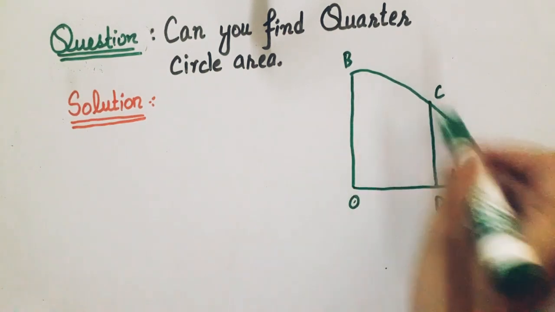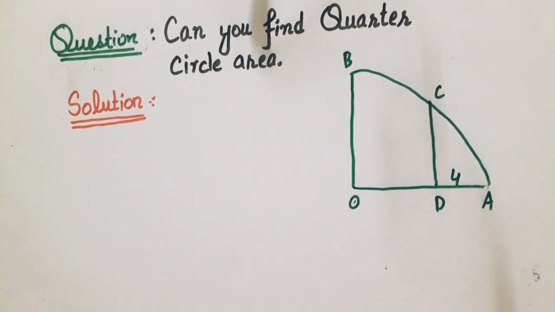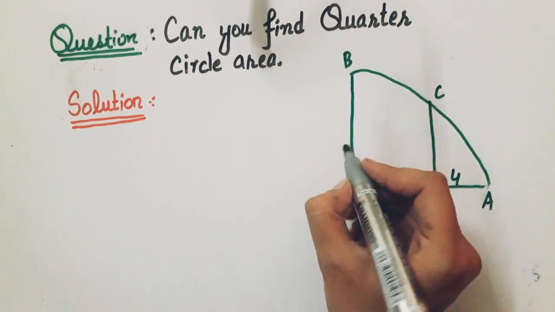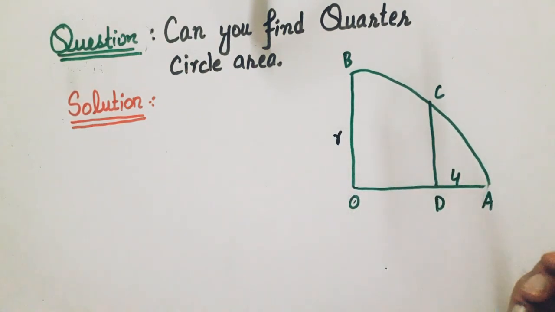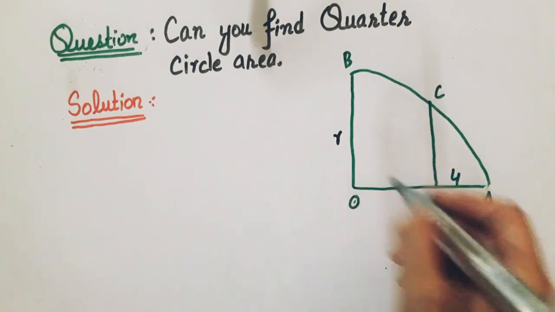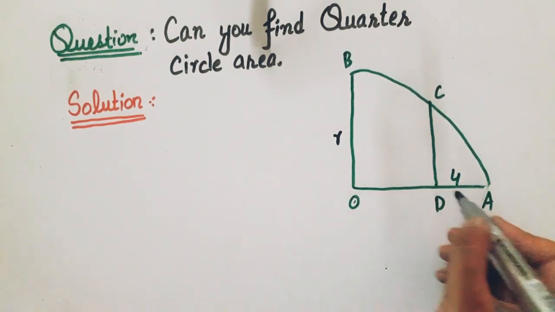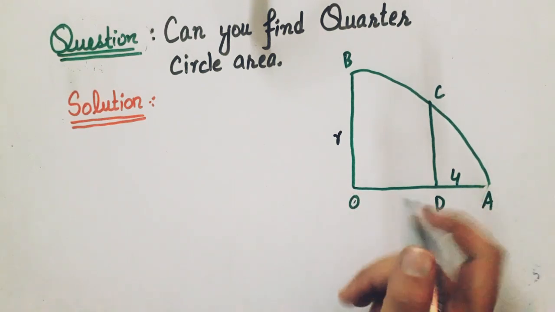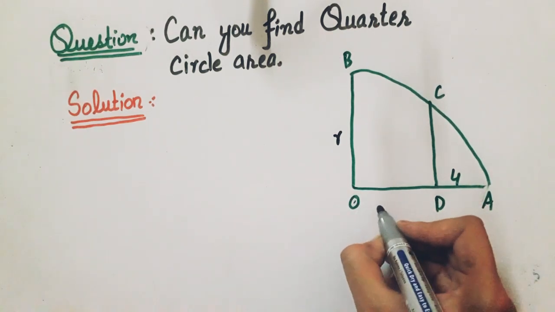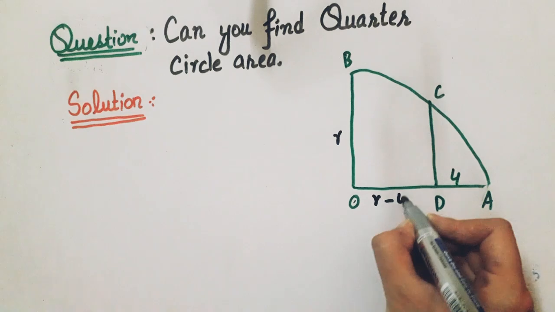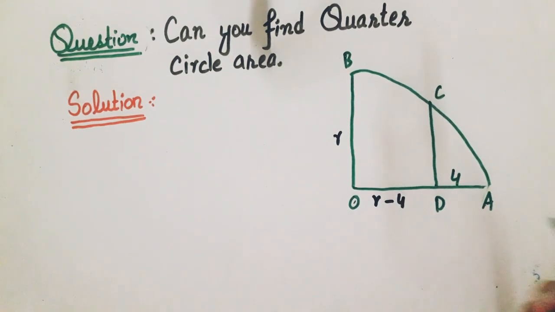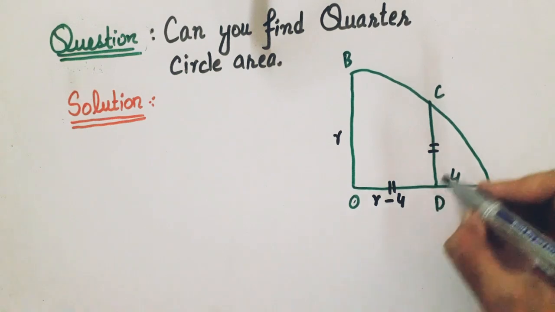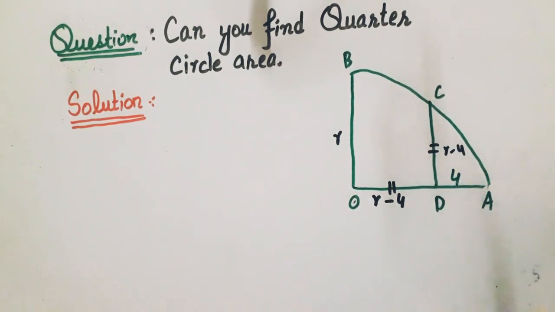This is a quarter circle, 1 by 4 of a circle. So from the center to the end of the circle we have this radius. Represent this by R. So if this length is R and this length is 4, then this whole length is also R because this is also a radius. So the distance from O to D will be R minus 4. Since this side and this side are equal, this length is also R minus 4.